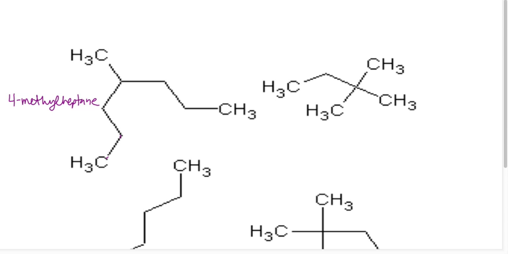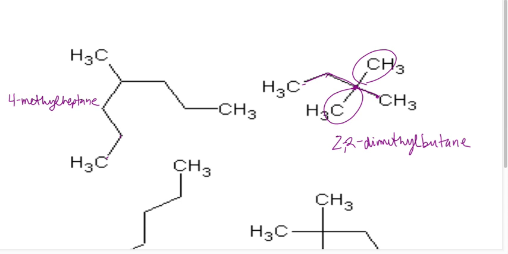Methyl heptane. This one, don't let the little cross here freak you out. That is a carbon. So 1, 2, 3, 4 carbons is my longest chain. I've got a methyl and a methyl on the same carbon, so what would this be called? 2, 2-dimethyl what? 1, 2, 3, 4. Butane. Math is hard. So, between numbers there's commas, between numbers and words there's hyphens.